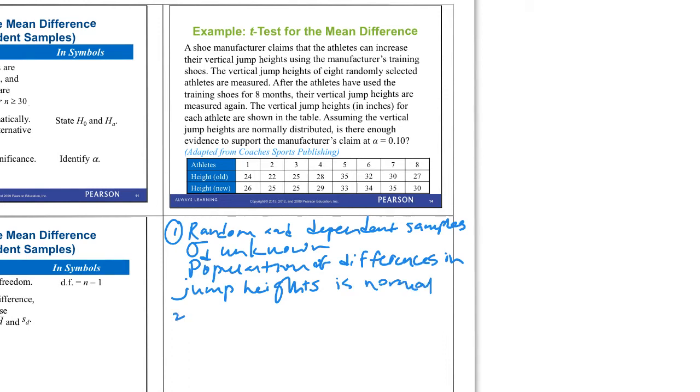Okay. Step 2, pair of hypotheses. So here's where we have to understand that when we're looking at a difference after wearing the shoes, if that manufacturer is claiming that their jump heights should be higher, then that's a mu sub d greater than 0. I expect the new jump heights to be higher than the old jump heights. So the claim is a one-sided greater than claim. And then here I'll just write mu sub d less than or equal to 0.